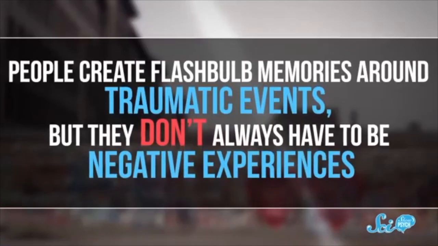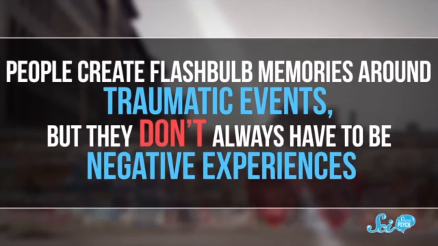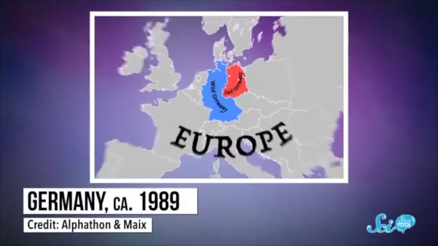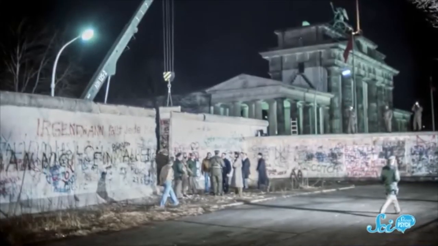These memories can be difficult to study because the best way to do a good experiment is after an unexpected major news event, and researchers can't really plan for that in advance. Despite that, we've learned a fair amount over the years. We know, for example, that people create flashbulb memories around traumatic events, but they don't always have to be negative experiences. In 2007, researchers found that both East and West Germans formed flashbulb memories around the fall of the Berlin Wall, regardless of whether they thought it was a good or a bad thing. We also know that even though these memories are super vivid, they're not necessarily accurate.